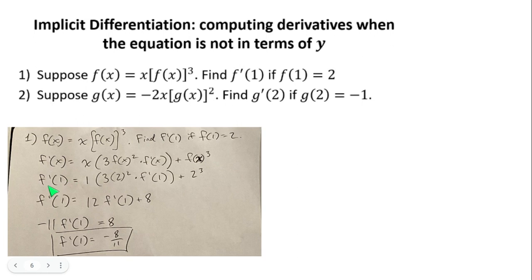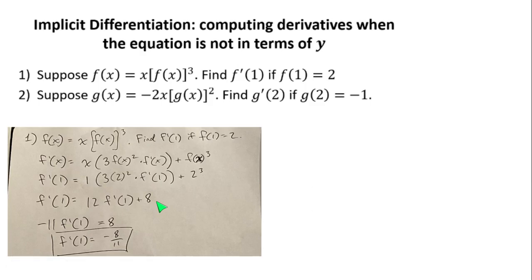Now I can find f prime of 1 by substituting 1. If I know that f of 1 equals 2, I can find f prime of 1 by substituting 1 for x and knowing that that evaluates to 2 in the original function. This is the line I would get if I made that substitution. Simplifying, I would get this line. Now I just need to solve for f prime of 1.